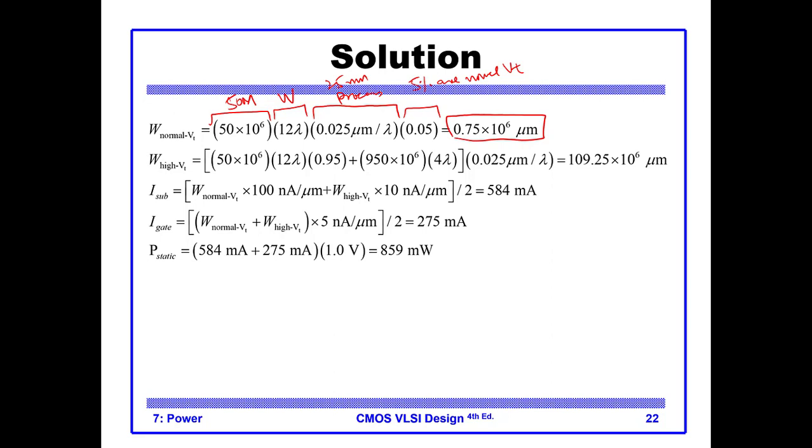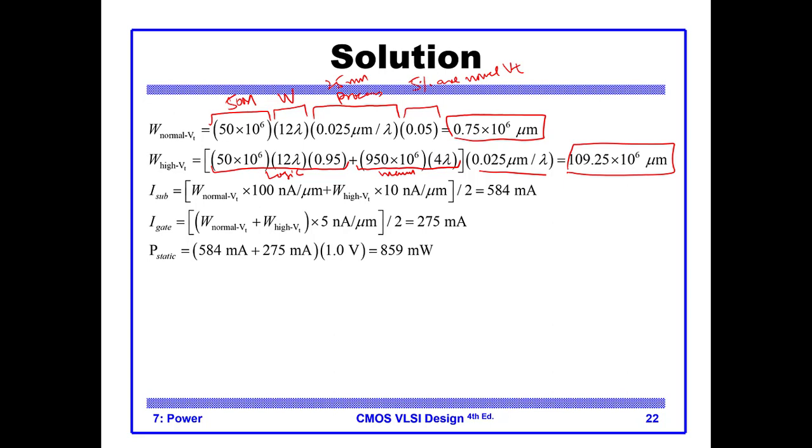Then we can calculate for the high VT. Remember, the high VT are used in 95% of the logic, and all the memory. So 50 million multiplied by 12 lambda multiplied by 95%, plus 950 million multiplied by 4 lambda for the memory, multiplied by the process technology. So we get this value.